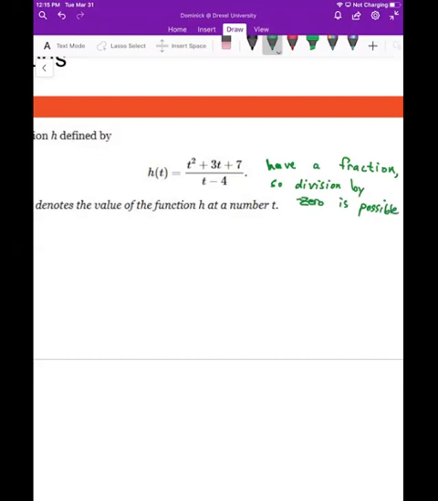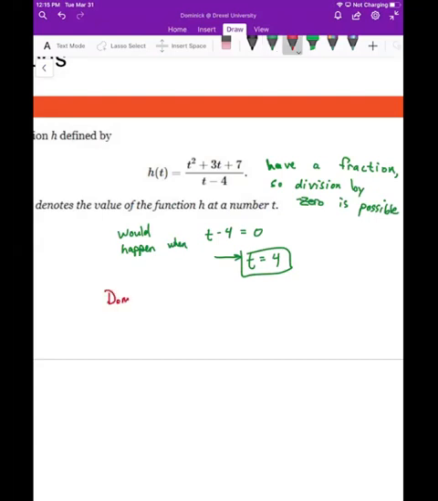Right? When would division by 0 happen? It would happen when t minus 4 is equal to 0. And of course, when is this true? This is true when t is equal to 4. So that means we want to exclude this.